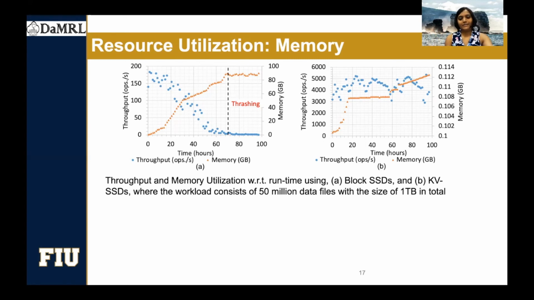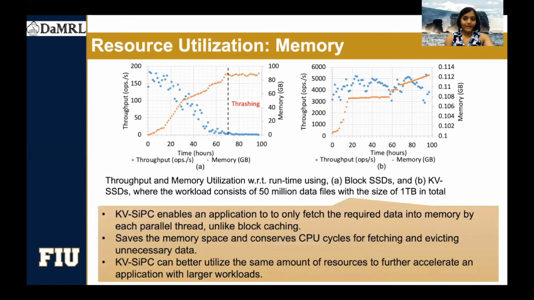While for the KV device, that's the graph on the right-hand side, we see that this problem didn't happen. The throughput was pretty good, and it sustained for the whole duration of a couple of days, while the increase in memory utilization was very gradual compared to what we saw on the block device. This is why this thrashing does not happen on KV-SiPs.